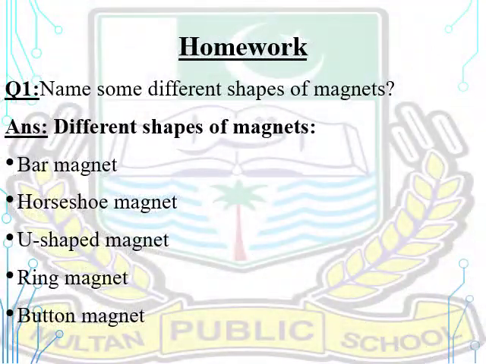Now get ready for homework. Learn and write. Question number 1. Name some different shapes of magnets. Answer. Different shapes of magnets: bar magnet, horseshoe magnet, U-shaped magnet, ring magnet, button magnet.